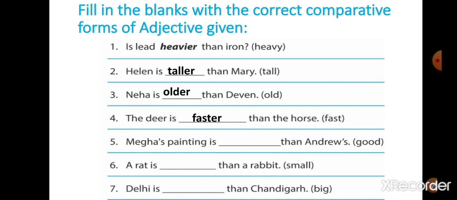Megha's painting is dash than Andrew's. The comparative of good will be better. Very good. A rat is dash than a rabbit. Small, smaller. Delhi is dash than Chandigarh. Big, bigger.